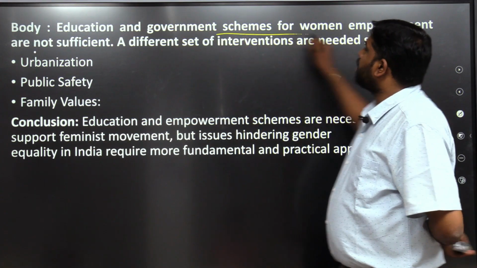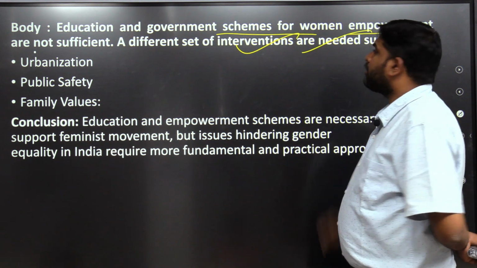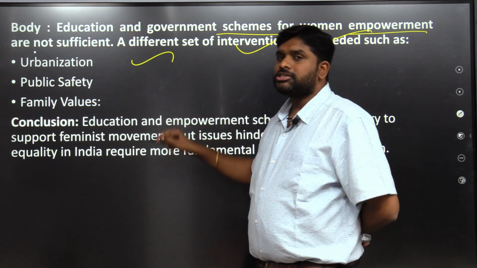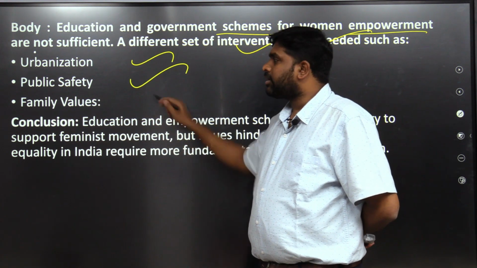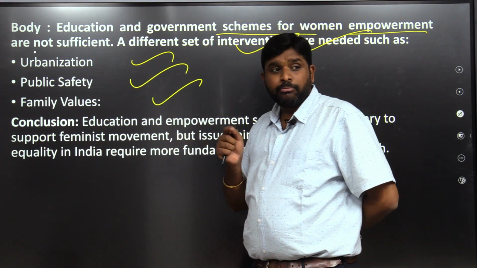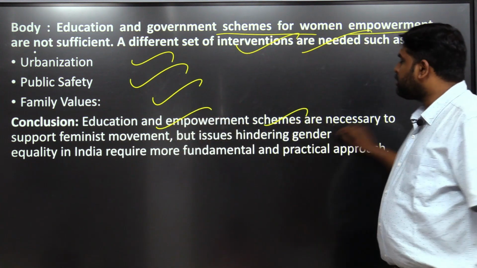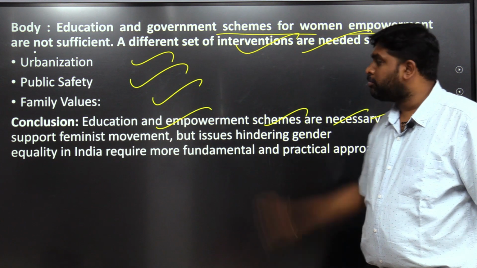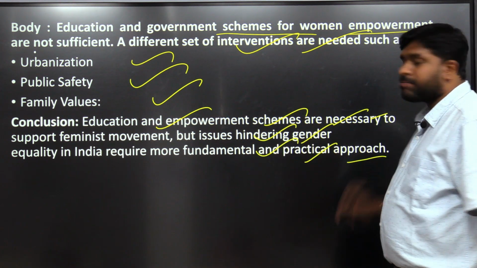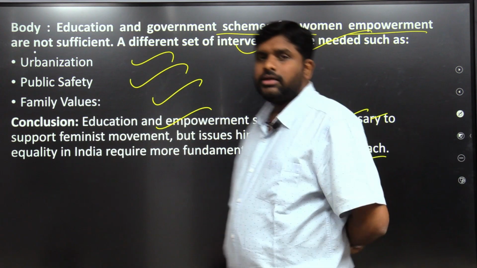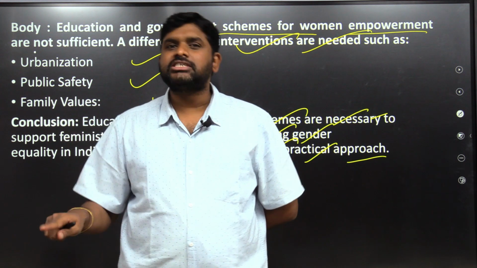So, education and government schemes for women empowerment are not sufficient. A different set of interventions are needed, like urbanization, gender sensitization, public safety, women safety, family values, mainly where the problem is with respect to family values. Education and empowerment schemes are necessary to support feminist movements, but issues hindering gender equality in India require a more fundamental and practical approach. As rightly said, the woman herself is accepting the patriarchy.